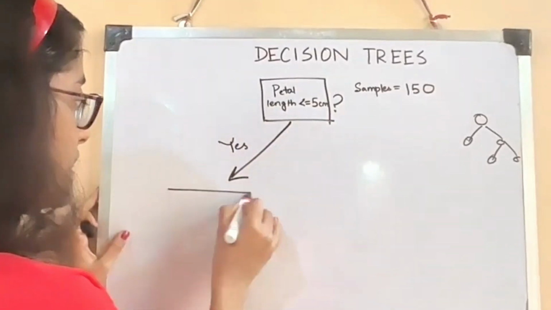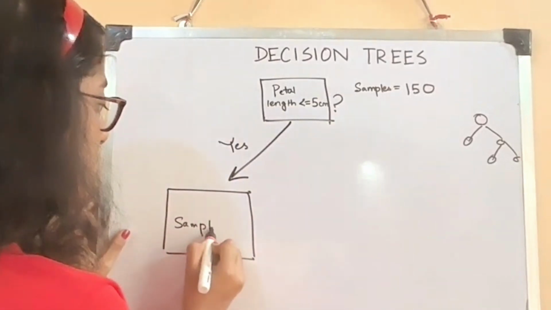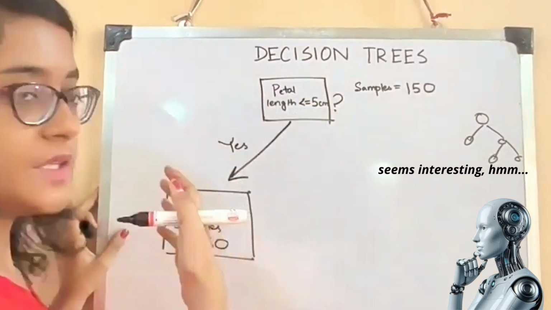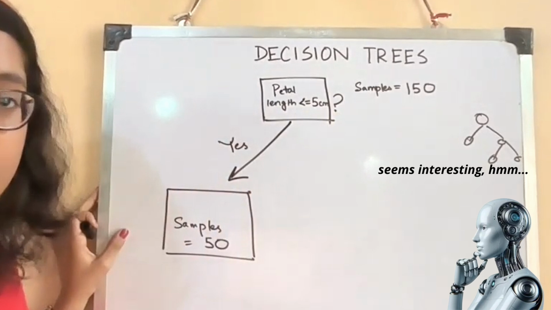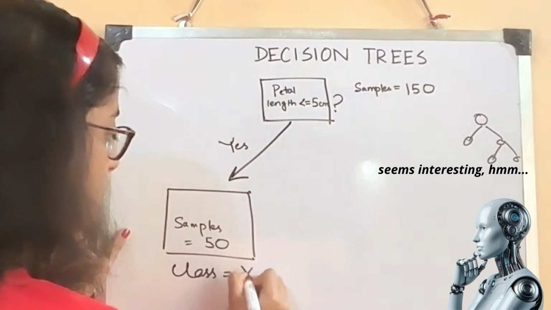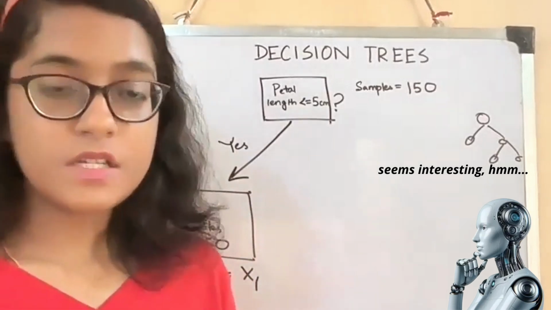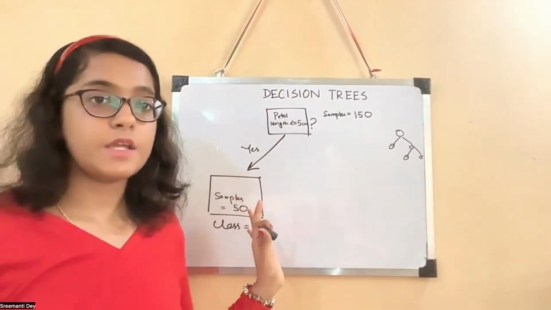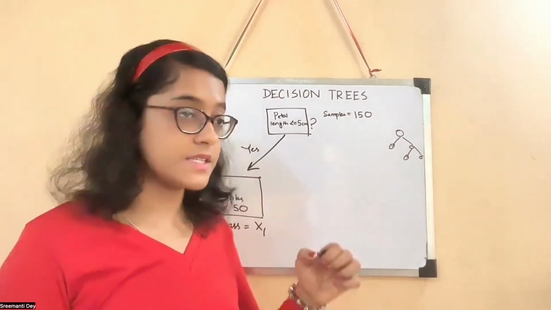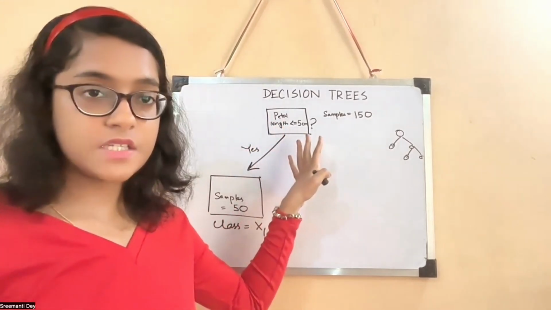If yes, then we go here. This means that this has 50 sample data points, let's say. Whenever the petal length is less than or equal to 5 centimeters, we don't need any other features. We can directly say the class is going to be x1. Here, all 50 points have class x1. Remember, this is not real life. This is a sample scenario, a very dumbed down scenario that I'm using so that you get the basic point of decision trees. So at the first node, you ask a question: is the petal length less than or equal to 5 centimeters?